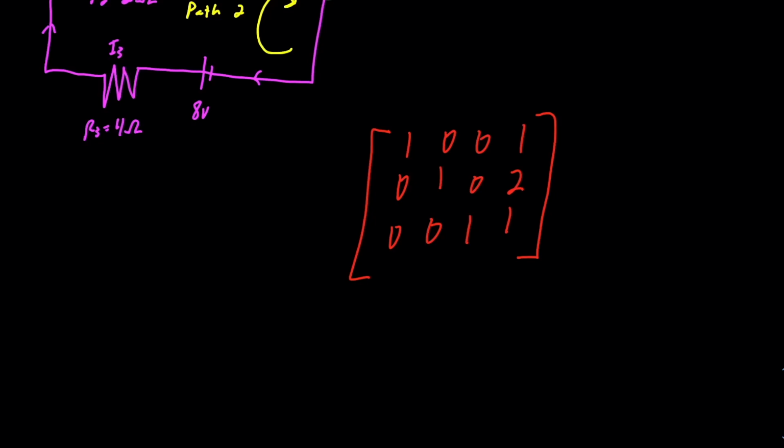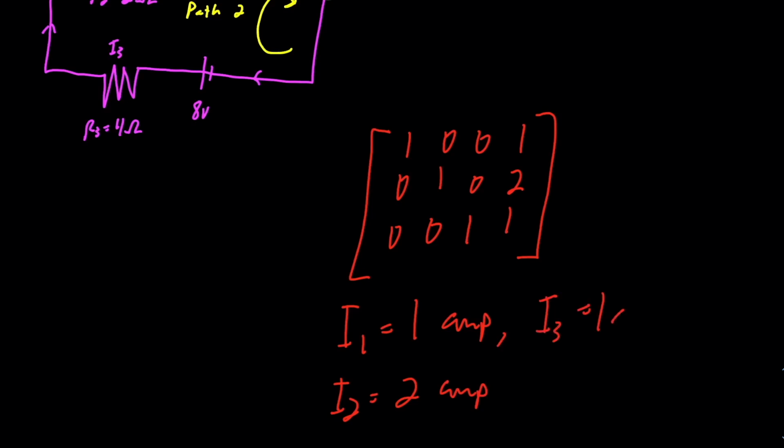So the first column represents I1, and therefore I1 is equal to 1 amp. Second column, we have that I2 is equal to 2 amps. And, oh, you guys can't see that, huh? And the third column, I3 is equal to 1 amp. And there you have it, folks. We were able to apply Kirchhoff's law for not just any network, but an electrical network.